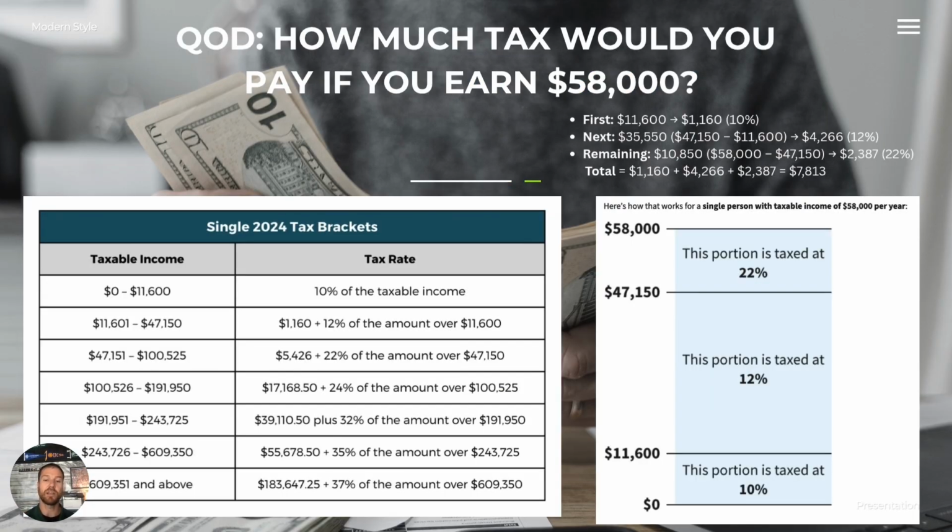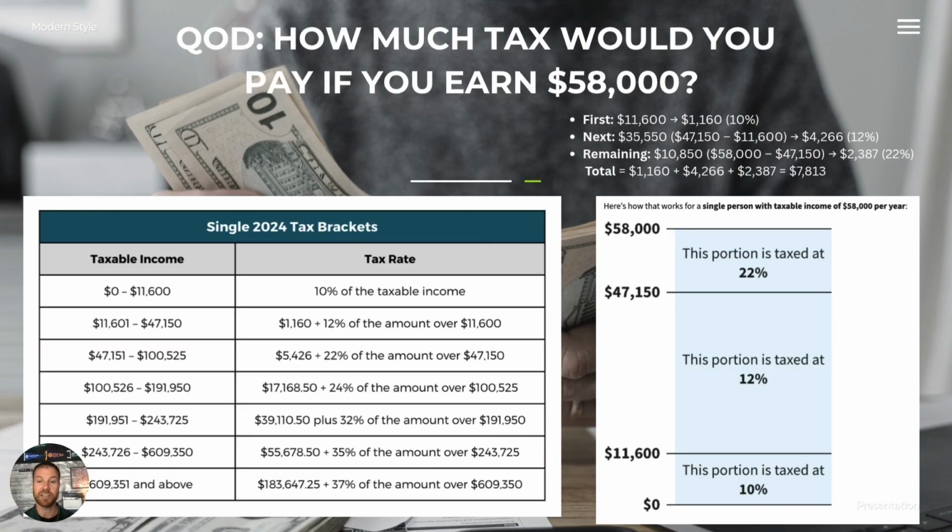So here's how this would work in pictorial form. If I made $58,000, again, we would assume that I actually made $73,000 minus the standard deduction of $15,000, which leaves me with taxable income of $58,000. The first $11,600 gets taxed at 10%, which is $1,160. The next set of money, which is $35,550, the range between $11,600 and $47,150, gets taxed at 12%, which gets me $4,266. And the remaining portion is $10,850, which is the difference between $47,150, the bottom of the range on that third row, all the way up to $58,000, and that gets taxed at 22%.